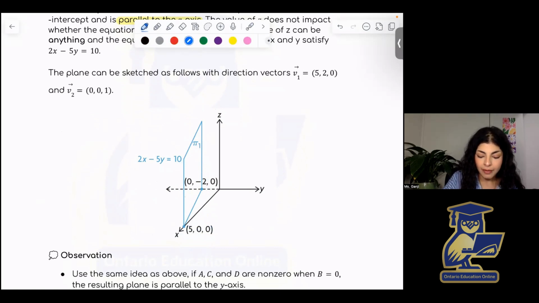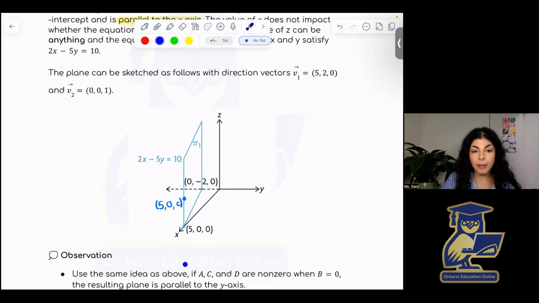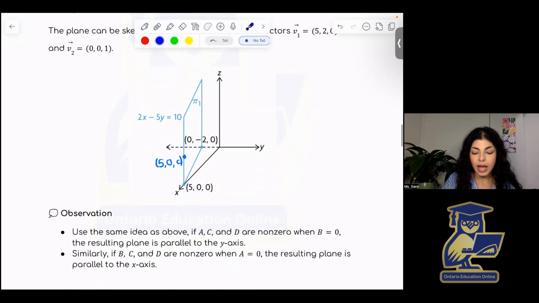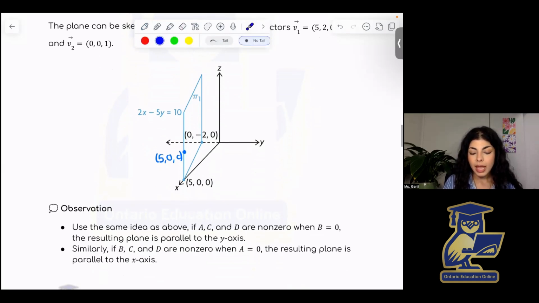So having this point, it could be (5, 0, c) for any value of c. And again, you're moving up and down on this portion of the plane, and all of those points will hold true as well because the value of z does not affect our equation. And so here's that also parallelogram, so our sketch is complete here.